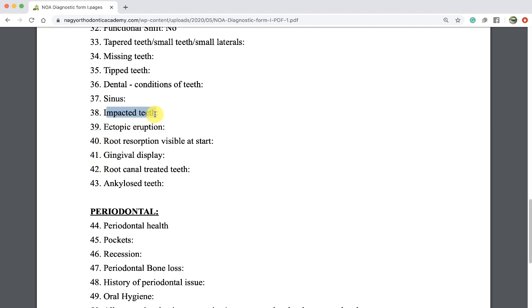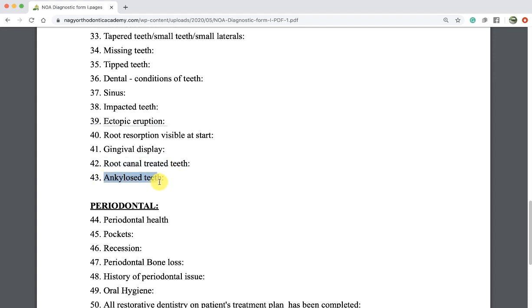So you need to see, does the case have impacted teeth? Does the case have ectopic teeth, okay? The difference is if the tooth should have come in but it hasn't, then it's impacted. If the tooth should not be coming in yet, but it's not coming in because there's no room, then it's ectopic. Root resorption, visible at start. Do you see any root resorption on the case? Gingival display, high, normal, low. Okay, so how much gingival display do you see when a patient smiles? And then root canal treated teeth, you need to put that down too.